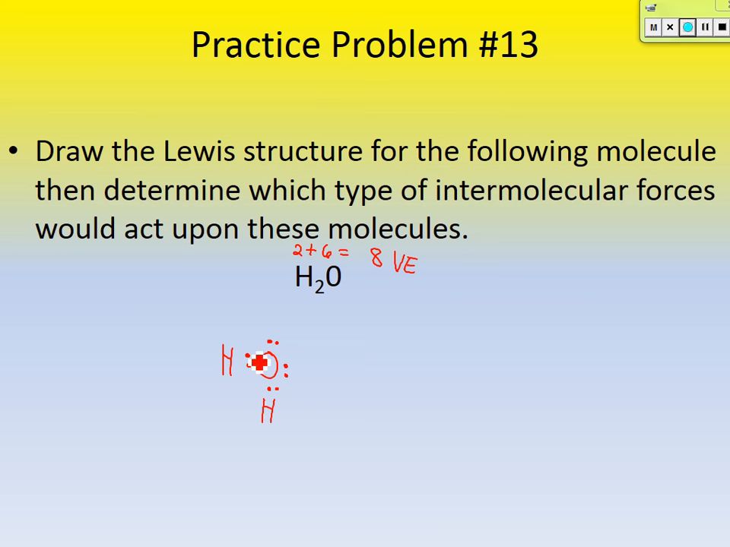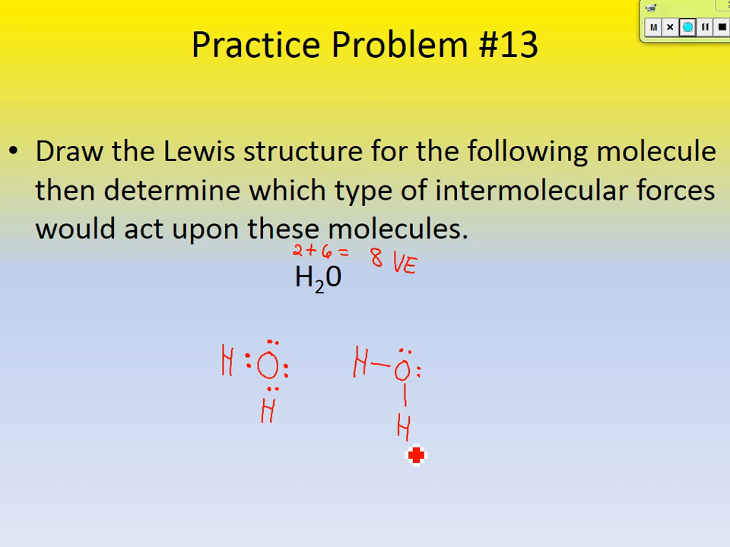No, because these shared electrons are known as covalent bonds, and chemists will draw them as a line. Now with my lone pairs here, I still have to draw them. Okay? So there's water's Lewis structure.